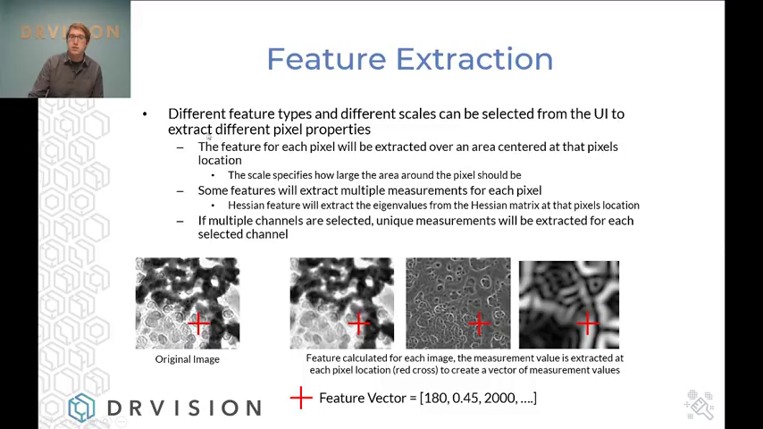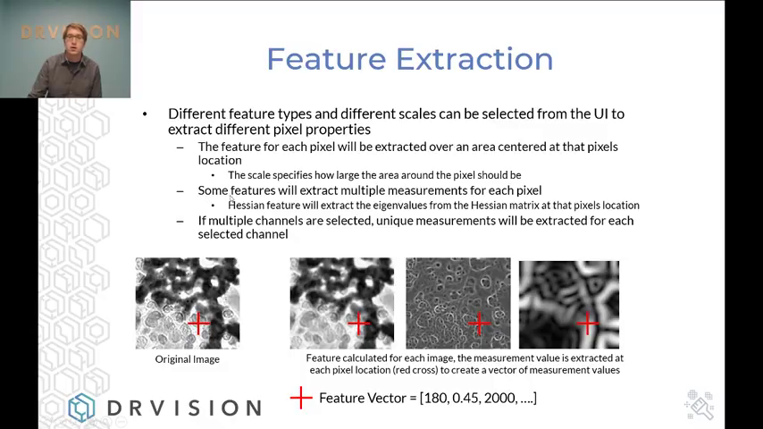For feature extraction, different feature types and different scales can be selected from the UI to extract different pixel properties. The feature for each pixel will be extracted over an area centered around the pixel's location. If this is the individual pixel that we want to extract features for, we'll be looking at a region larger than that pixel, and how large this area should be is specified by what scales are selected. A smaller scale is going to select information very local to this pixel, but a larger scale will capture a much larger region and more low frequency information.